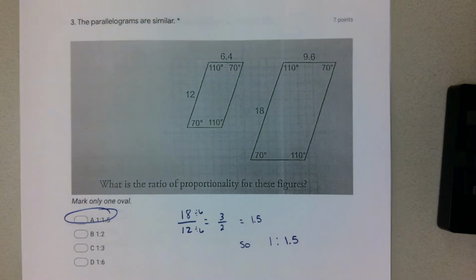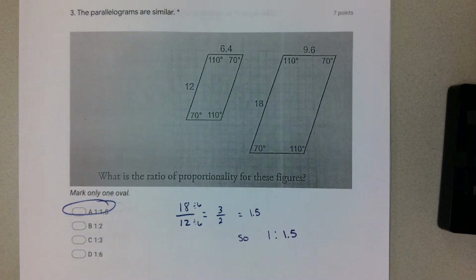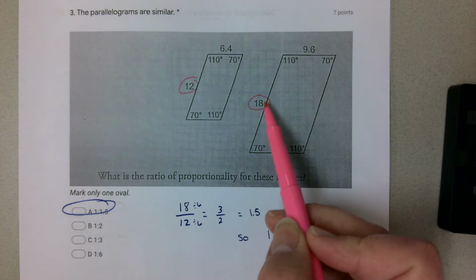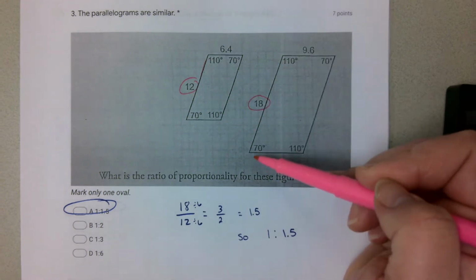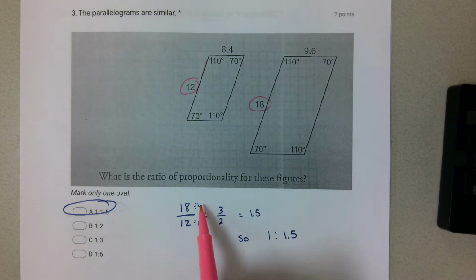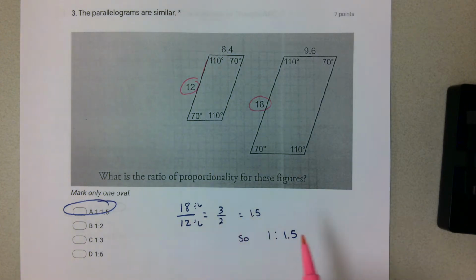Number 3, the parallelograms are similar. What is the ratio of proportionality for these figures? So all you need to do is take, and we're going to be looking at the same side, right? Same side. 18 over 12, I can simplify that to 3 over 2, which is 1.5. So 1 to 1.5 is our ratio.